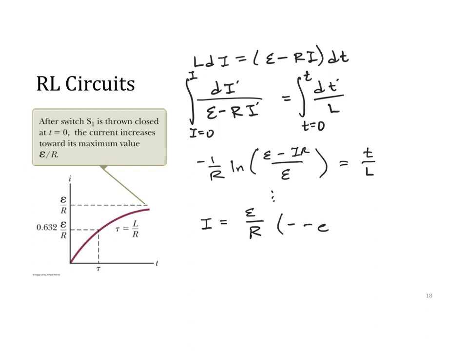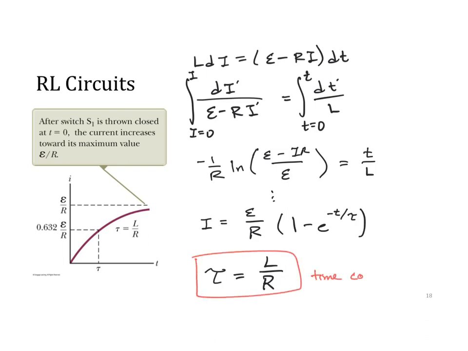that should be a 1. So I have 1 minus the natural number e to the negative t, and I'm going to say over tau. And in this case, our tau for this kind of circuit is L over R. So this guy is our time constant for this type of circuit, for an LR circuit or an RL circuit. They get called both things.